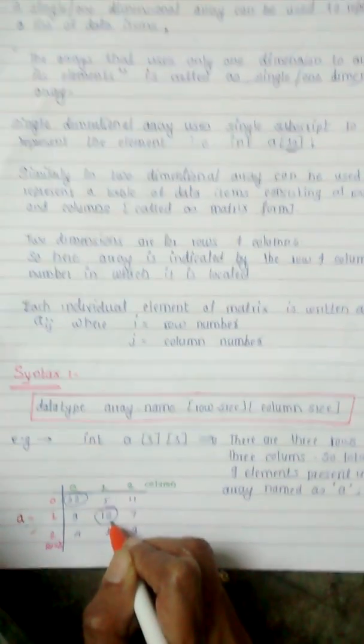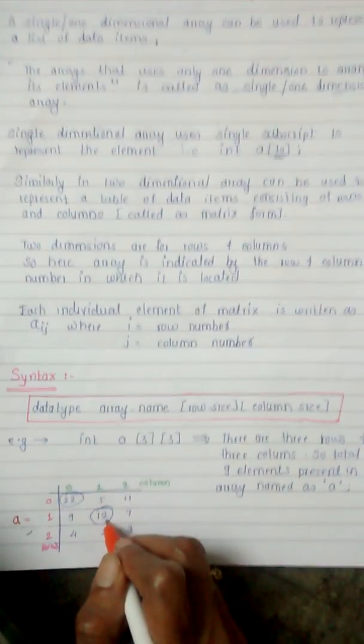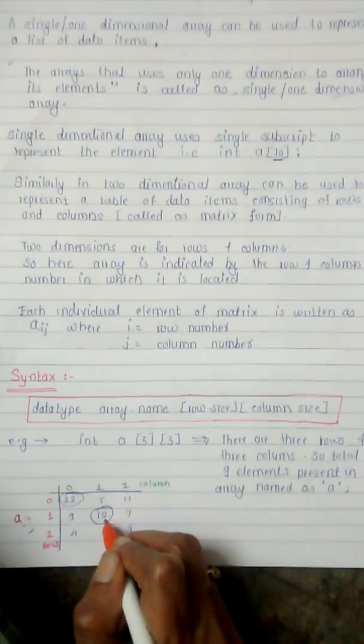So, with the help of a two-dimensional array, more data elements can be represented within the array with the help of row and column size.